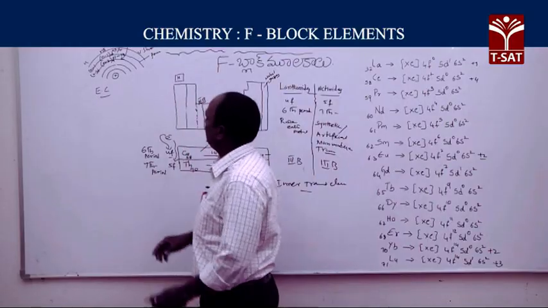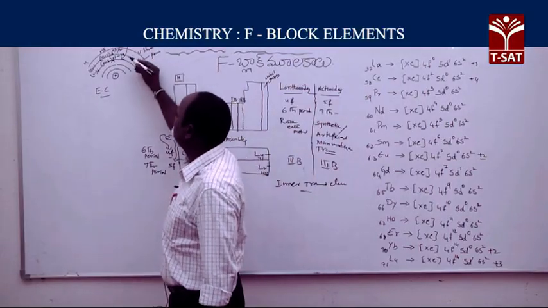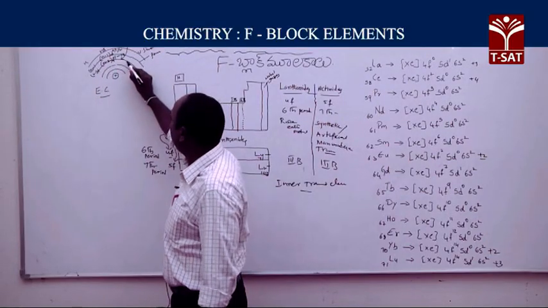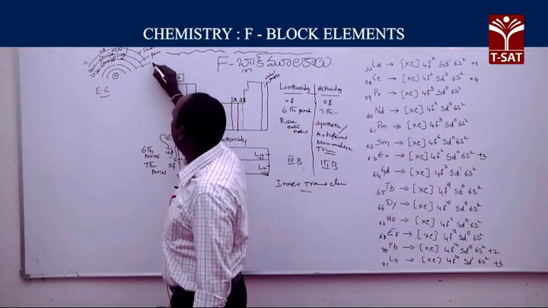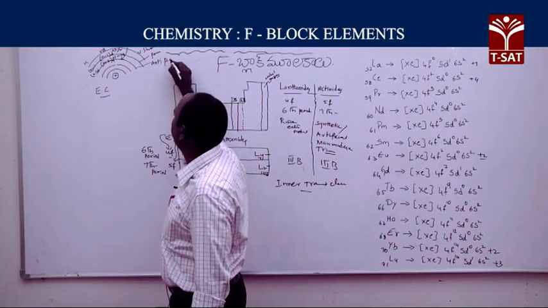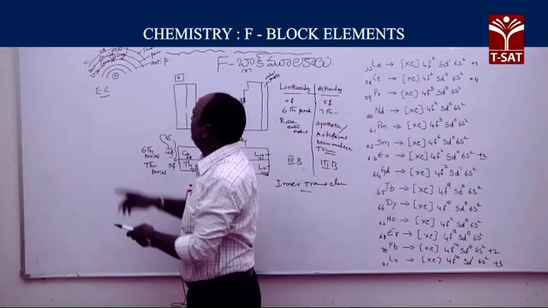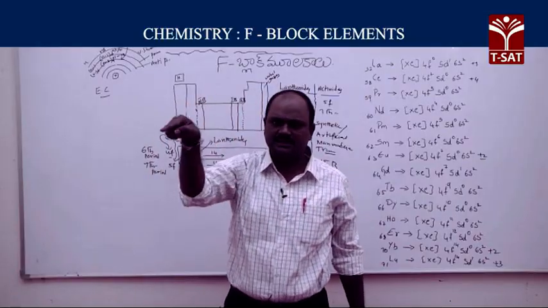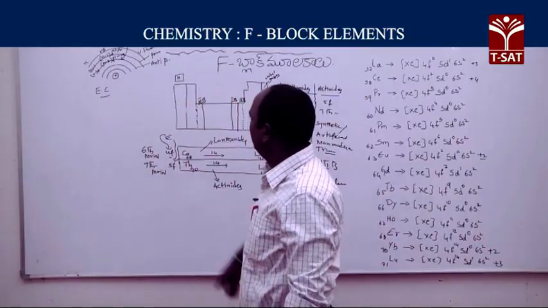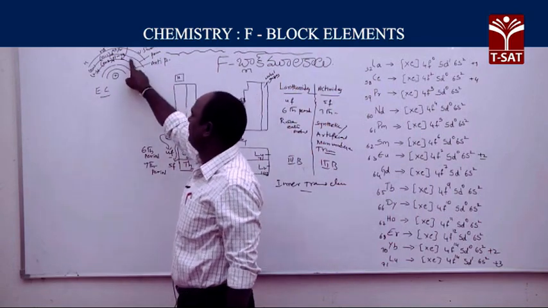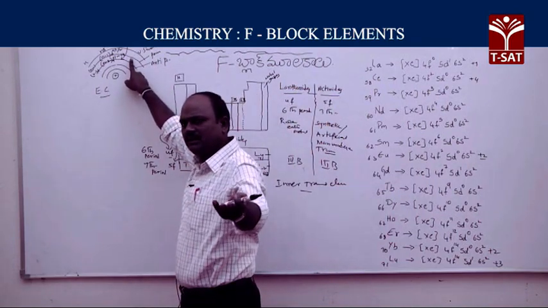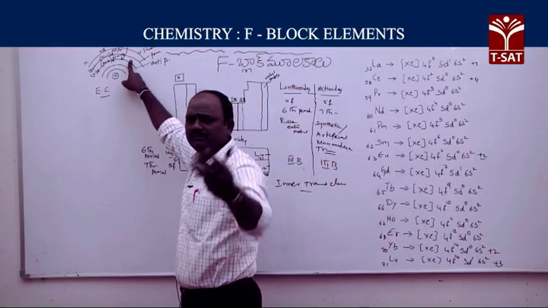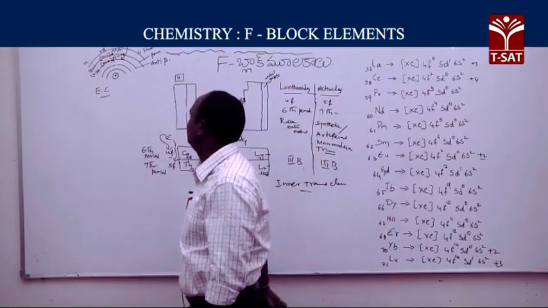So in case of f block elements, the differentiating electron is not entering into the valency shell, it is entering into the antipenultimate shell. This is the antipenultimate shell. The first one is the valency shell, remember. Valency electrons means the electrons present in the outermost orbit. Penultimate shell is the shell before the valency shell. These three shells are absolutely important from the competitive examination point of view.